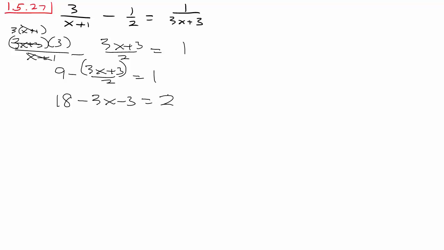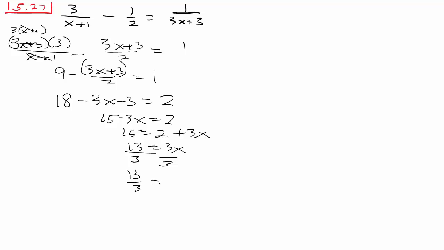Now, combine everything, right? 18 minus 3 is 15 minus 3x equals 2. Then I would move the 3x over here. 15 equals 2 plus 3x. Move the 2 over here. 13 equals 3x. Divide both sides by 3. And there you have it. 13 thirds is x. All right, that's our first example. Let's look at another one.